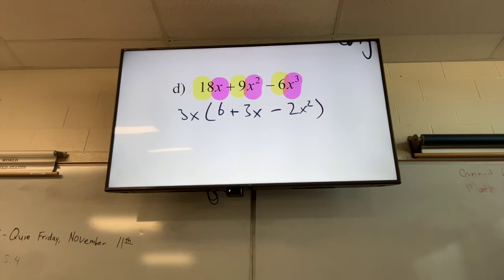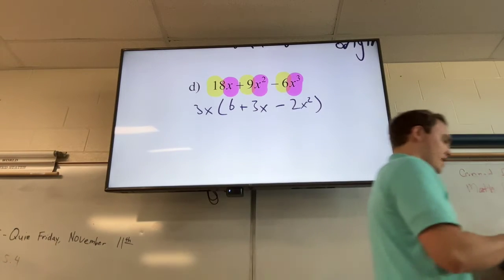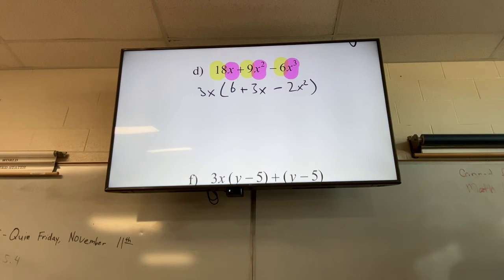18x over 3x is 6. 9x squared over 3x is 3x. Negative 6x cubed over 3x is 2x squared. Okay? So that's where the numbers inside my parentheses came from.